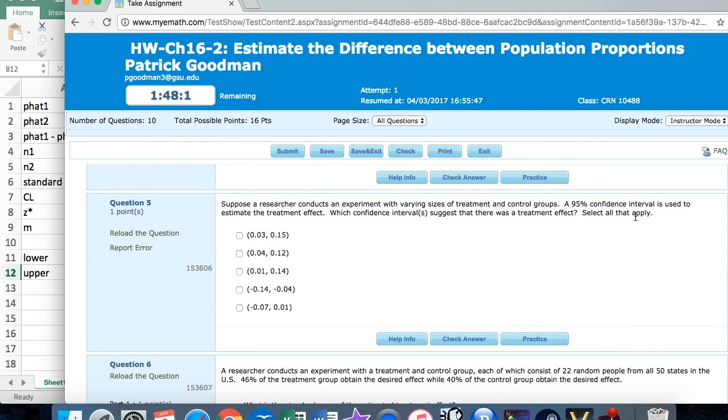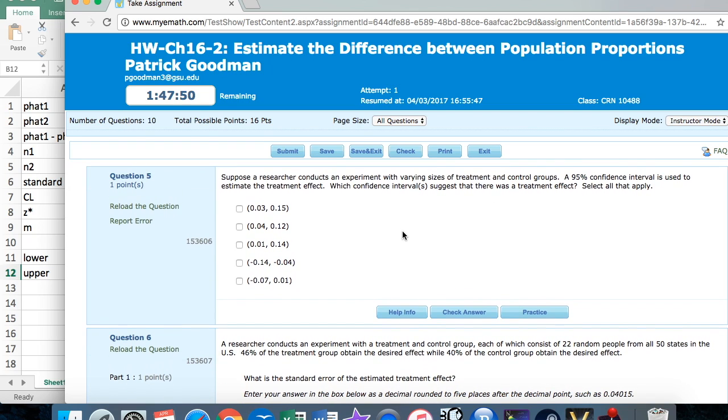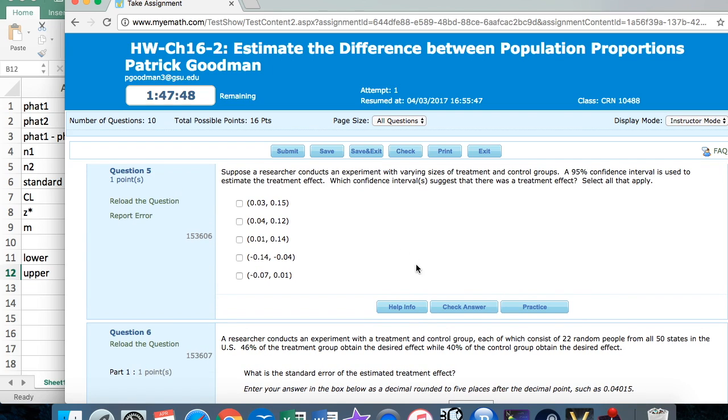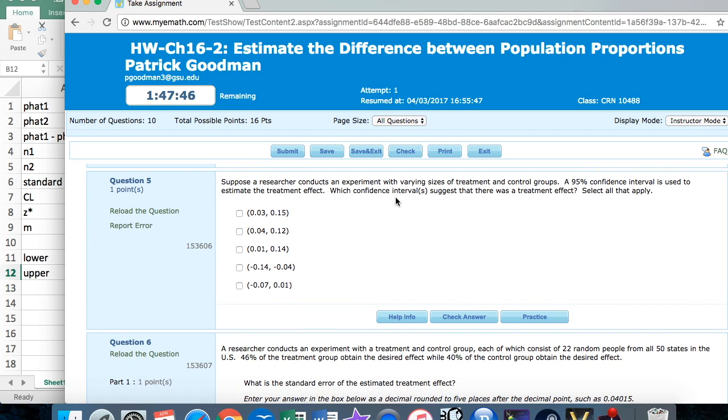Suppose treatment group, 95% confidence interval. Which confidence interval suggests there was a treatment effect? You should be able to do this one, right? All right, so what does this mean? Remember, our treatment effect is you take your p hat 1, which is your treatment effect, subtract off your control effect.